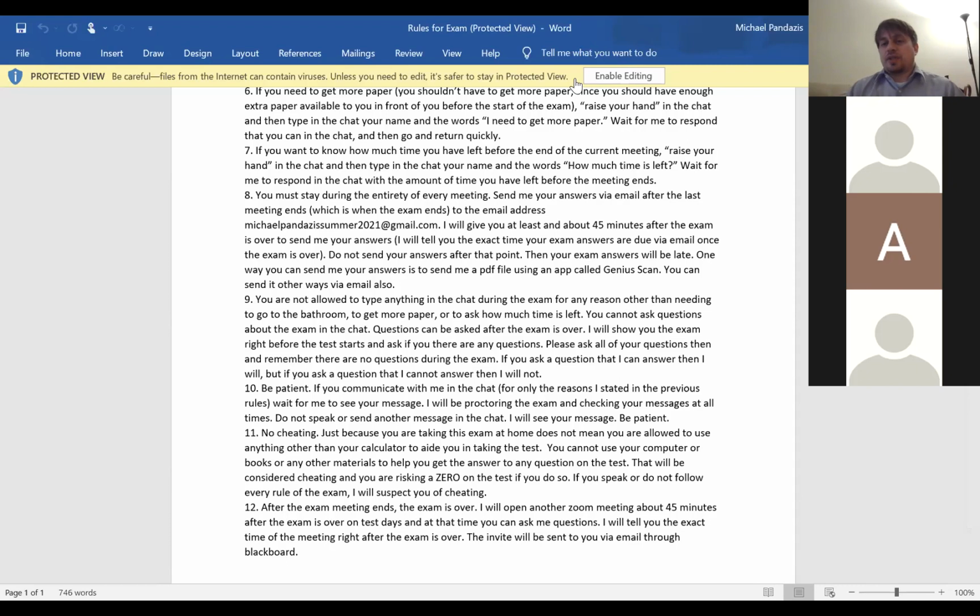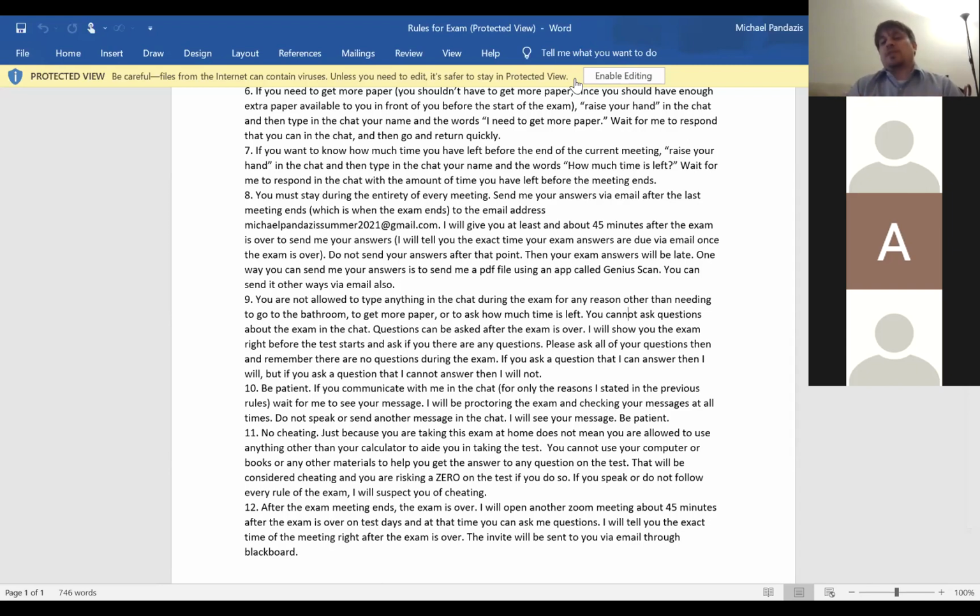And so then you can send all the pictures as one file. Okay, before the day of the exam, maybe even before the day before, a few days before the exam, make sure that your Zoom works.